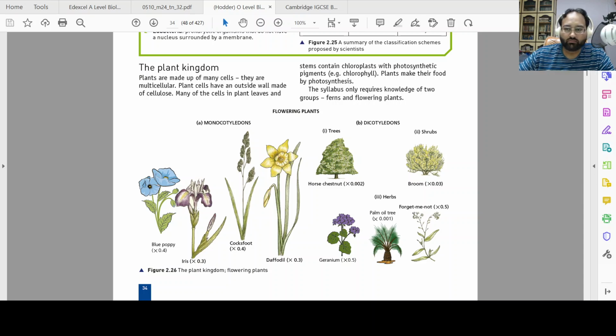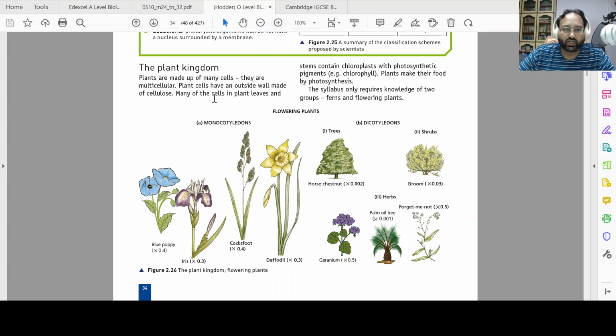Bismillah ar-Rahman ar-Rahim. We are still on the chapter of classification. Hopefully, we'll be completing it today. Yesterday, we reached the plant kingdom. We're talking about the characteristics of members of the plant kingdom, right?